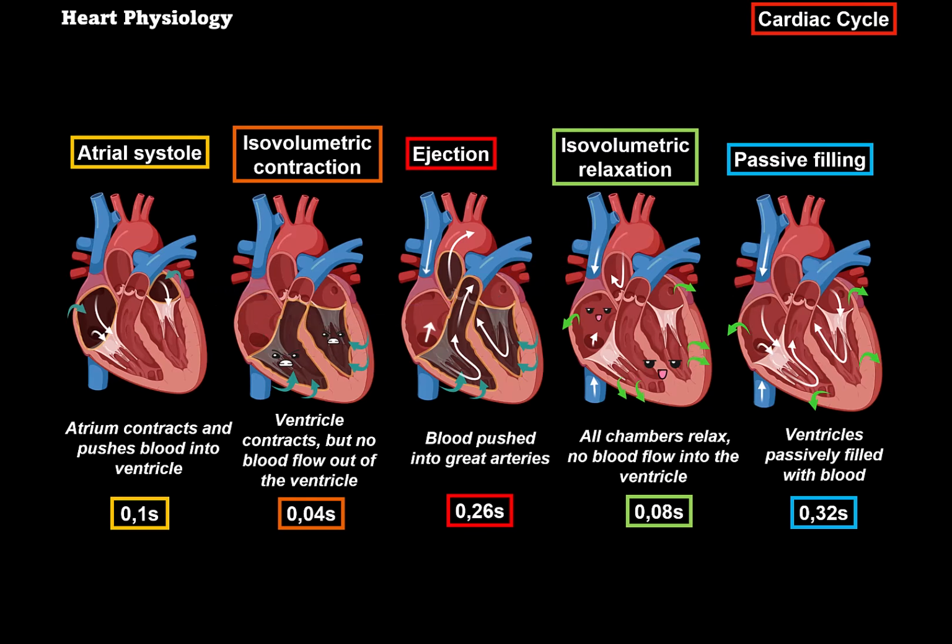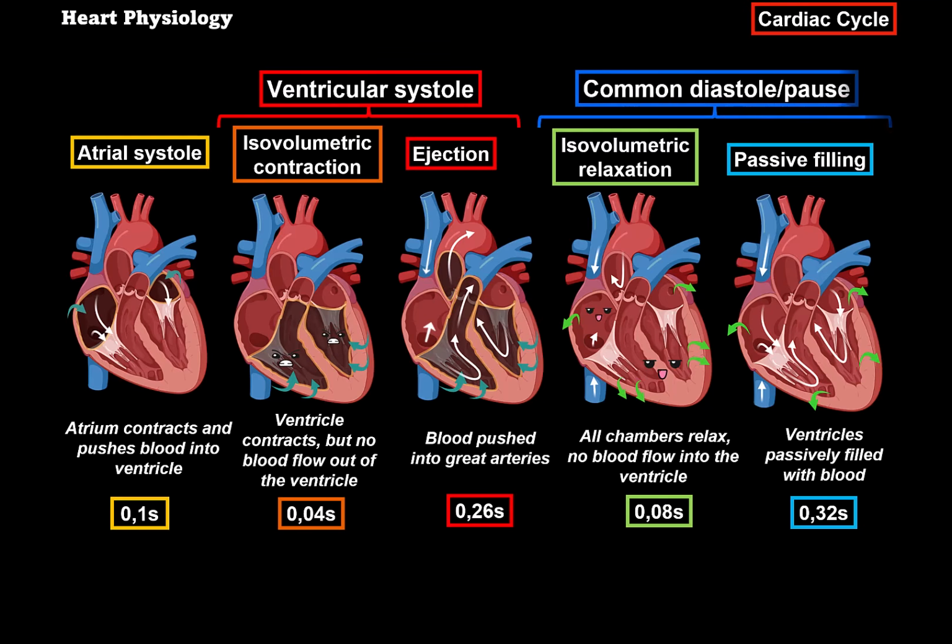Now, take the parts where the ventricles are contracting. What do we call them? Ventricular systole. Take the parts where the ventricles are relaxing. What do we call them? Ventricular diastole, or common diastole, or common pause.